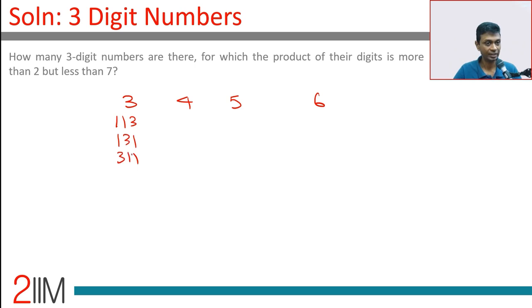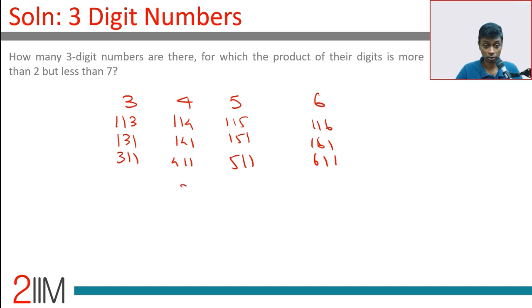1, 1, 5, 1, 5, 1, 5, 1, 1. These two are prime numbers, they can only be written as 1 into themselves. Of course, 4 and 6 can be written in other ways, but let's start with this. 1, 1, 4, 1, 4, 1, 4, 1, 1. 1, 1, 6, 1, 6, 1, 6, 1, 1. So far, so good. 4 can also be written as 2 into 2. So put two 2s and a 1. Your 1, 2, 2 variants happen.